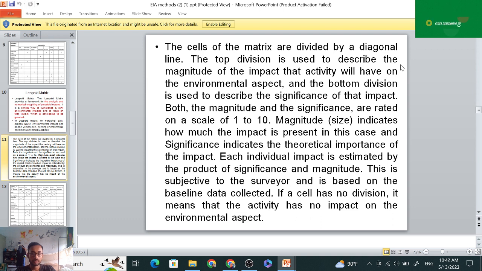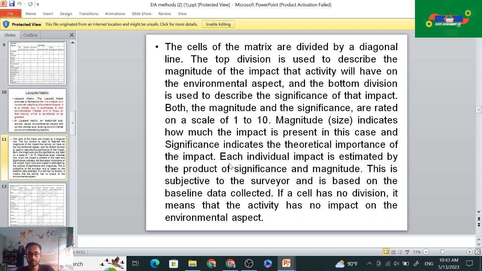Then the cells of the matrix are divided by a diagonal line. The top division is used to describe the magnitude of the impact an activity will have on an environmental aspect, and the bottom division is used to describe the significance of that impact. Both the magnitude and the significance are rated on a scale of 1 to 10. Magnitude indicates how much the impact is present, and significance indicates the theoretical importance of the impact.